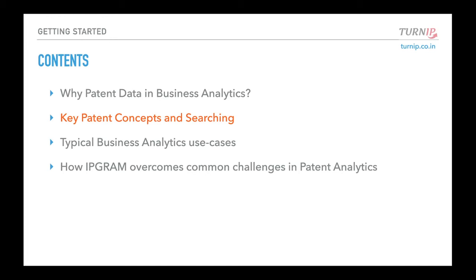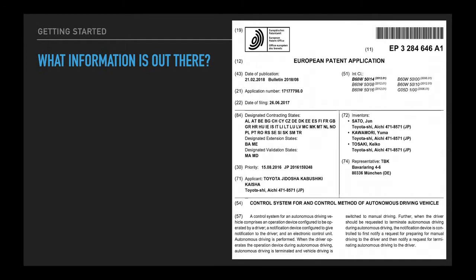Key patent concepts and searching. Now just to give you an idea of what information is out there and where it is coming from: this picture that you see is a typical European patent application. You'll see that there are a number of data points here. This is what we are capturing, and what we are able to query, aggregate and present in meaningful ways.